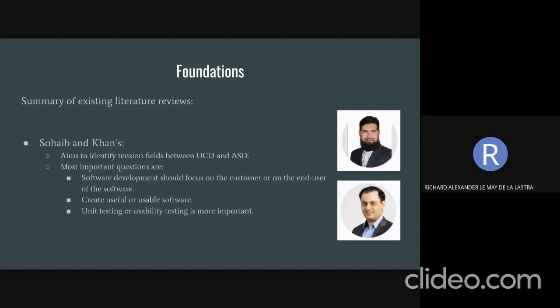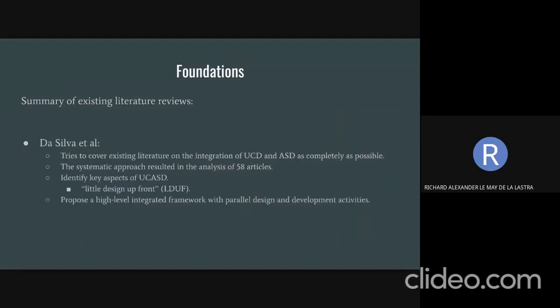Then there goes the next one. Da Silva et al. explicitly addressed their work as a systematic literature review and followed the research method described by Kitchenham to cover existing literature on the integration of UCD and ASD as completely as possible. This resulted in the analysis of 58 articles, where they provide extensive descriptive statistics on various aspects of the retrieved publications. They argued that the most significant principles for integrating UCD and ASD are a little design up front.